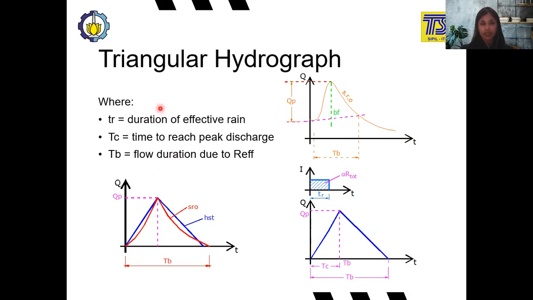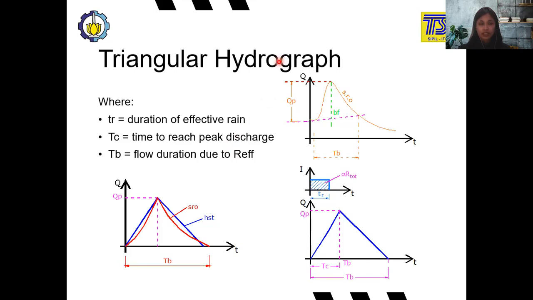Here we have the Tr, Tb, and Tc. Tr is the duration of the effective rain. Tc is the time to reach the peak, the time needed to reach the peak discharge. And Tb is the flow duration due to effective rainfall.